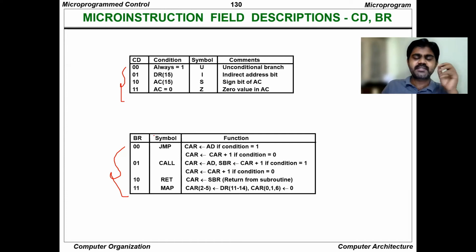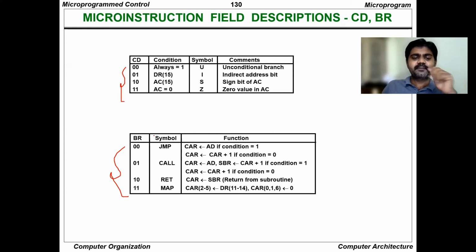So we know what the indirect addressing bit is. The indirect addressing bit is always the 15th bit. So 0 to 10 is for address, 11 to 14 is for opcode, and the 15th bit is your indirect address bit, right? And S stands for sign bit of AC, that is accumulator, the 15th bit. This sign bit decides whether it is a positive sign or negative sign. If the accumulator holds a 0 value, that is Z. So that's all about CD.